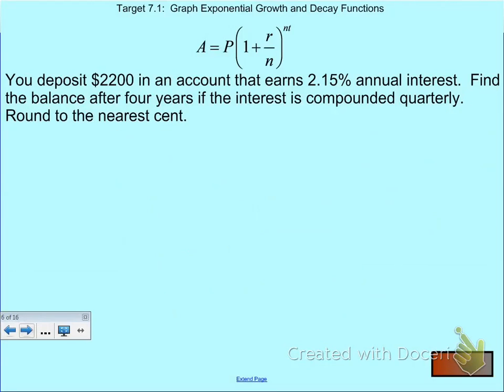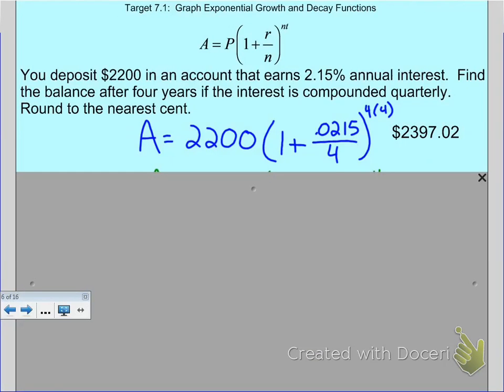Hit pause, give it a try, come back for the explanation. Okay, we should have gotten approximately $2,397.02 as our answer. If you got that, yay! If not, here's the explanation. Our percent is 0.0215. Compounded quarterly means 4 times a year, so that's where we get this 4 in both places.